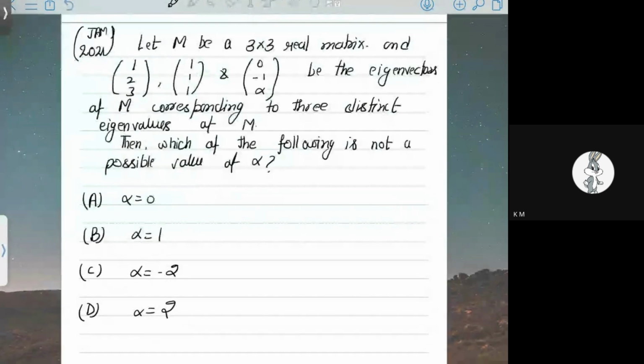So this question says that if M is a 3×3 real matrix and we are given the eigenvectors of this M corresponding to 3 distinct eigenvalues of M. So M has 3 distinct eigenvalues, let us say lambda 1, lambda 2 and lambda 3, and we are given the corresponding eigenvectors to be this. So the question asks, then which of the following is not a possible value of alpha? So there should be one alpha which cannot be possible.